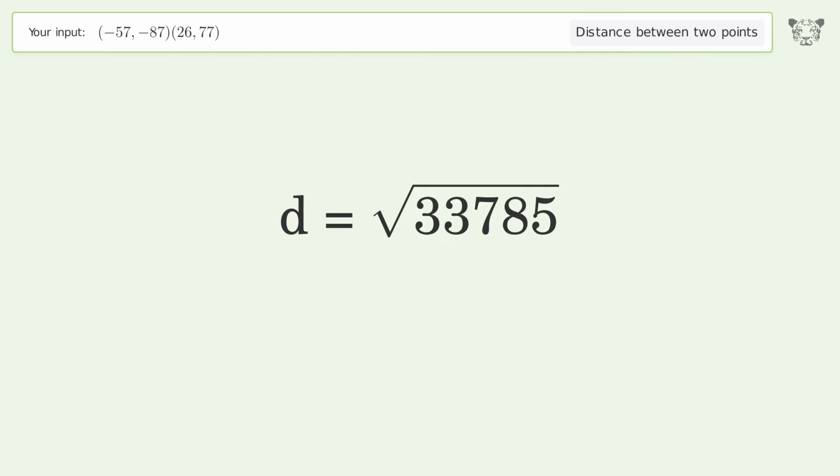And so the distance between the 2 points is the square root of 33,785, or 183.807.